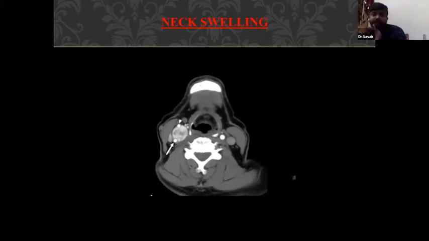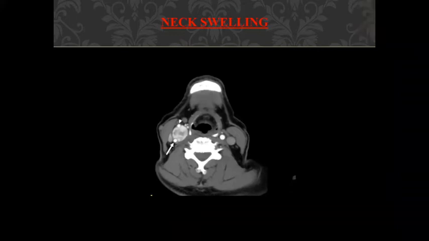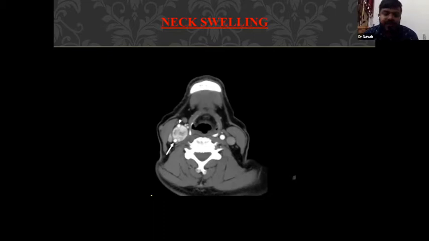What is that arrowhead anteriorly? What is that arrow posteriorly? The ICA is pushed posteriorly and the ECA is pushed anteriorly. Okay. So you are seeing one lesion in the carotid space. This is a contrast CT, right? What about the enhancement? It's a well enhancing lesion in the arterial phase. So what is your diagnosis?